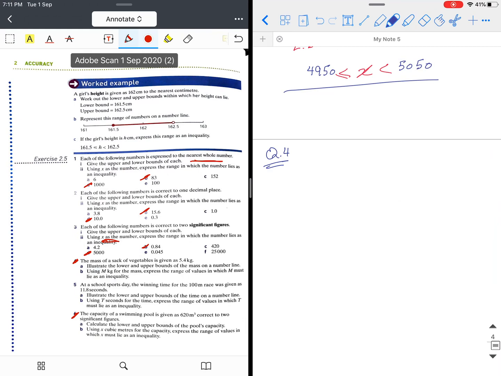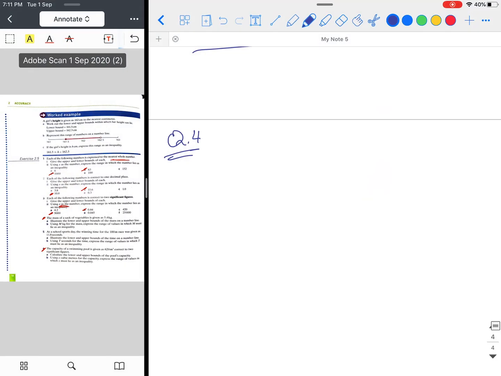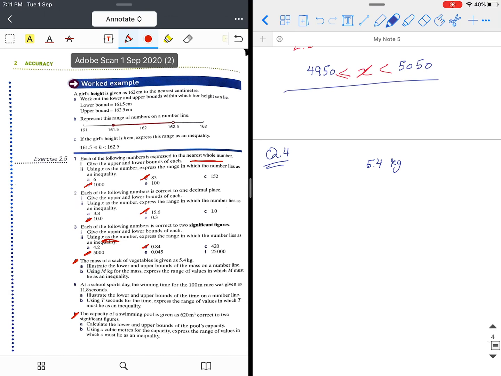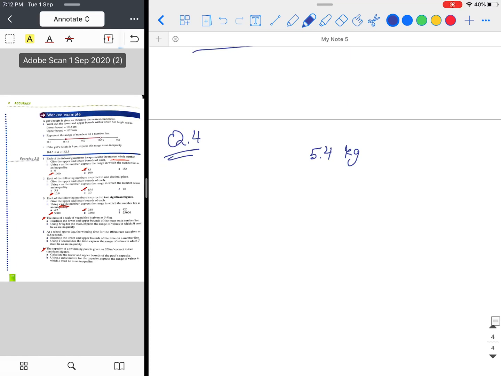In question number 4, we have the mass of a sack of vegetables given as 5.4 kilograms. He said illustrate the lower and the upper bound of the mass on the number line. So I need to get the lower and the upper bound, but he didn't say what it was rounded to the nearest. For example, whole number, 1 decimal place, 2 decimal places, or what? Look, what is the last digit here? It's 4, and 4 is in the tenths place. So it's rounded to 1 decimal place, and the smallest unit in 1 decimal place equals what?